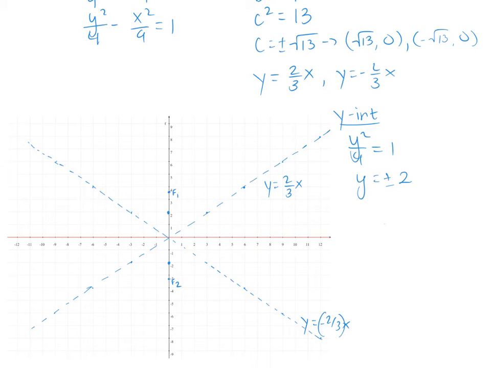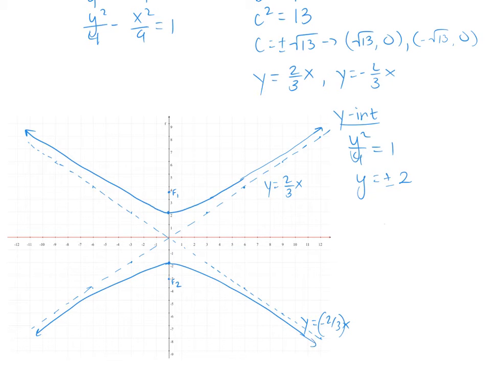And then I draw my graphs. Remember, my hyperbolas will start at my intercepts and then go towards my asymptotes. So towards my asymptotes, but never touching them and never crossing them. And they shouldn't move away either.